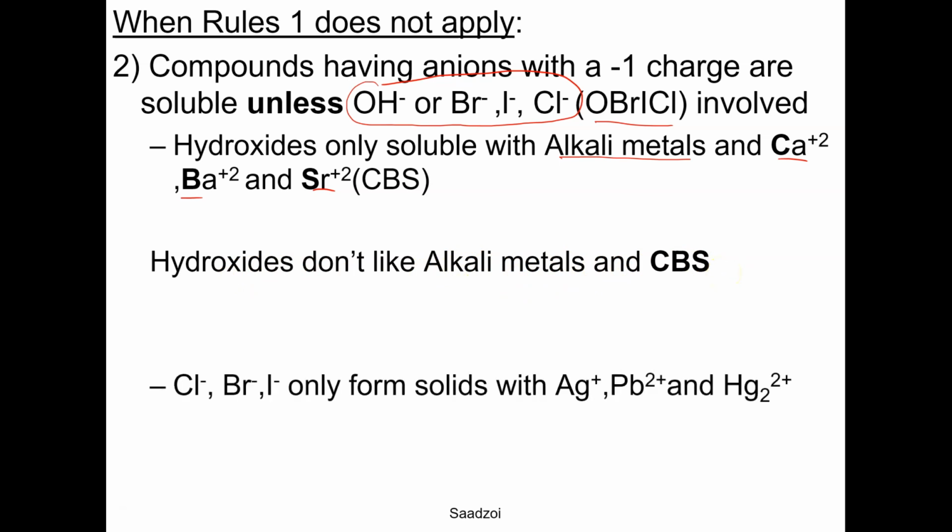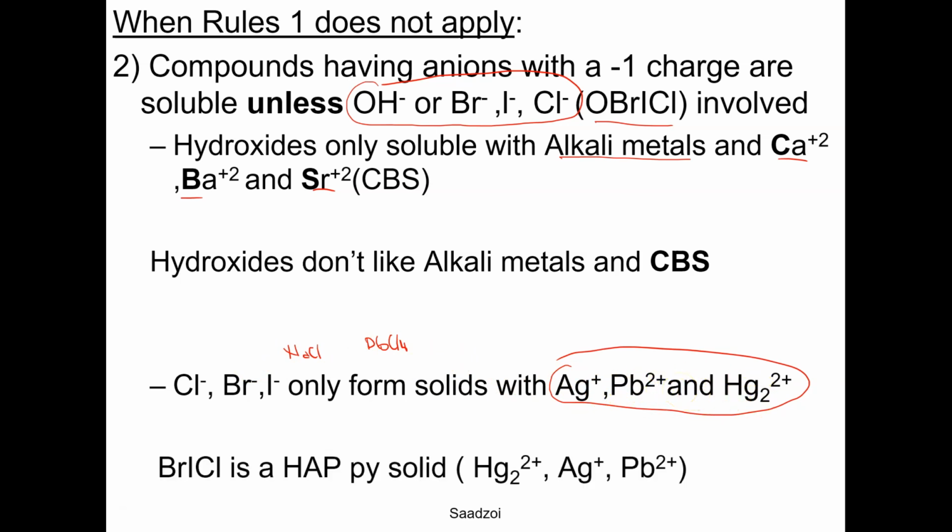For chlorides, bromides, iodides, they only form solids with these three. If it's anything else, so NaCl, PbCl4, not 2, 4, soluble, soluble. If it's one of these, it's going to be insoluble. It's going to be a solid. So BrICl is a happy solid. So Br, I, and Cl form solids with just these three. And that's it.